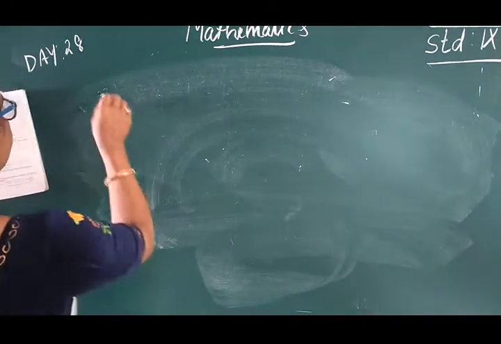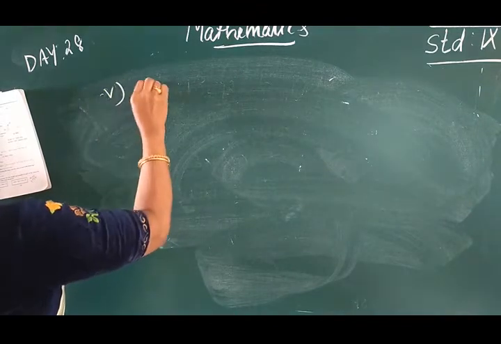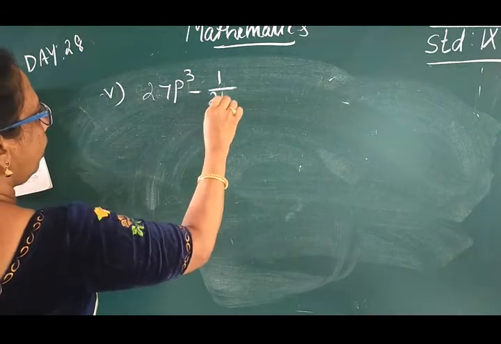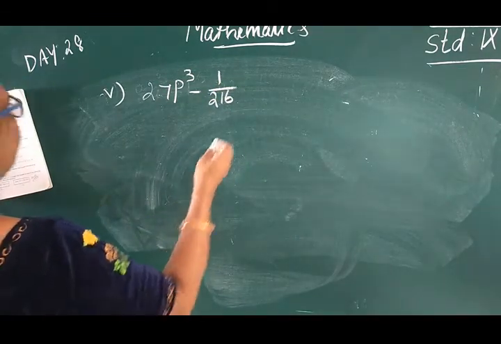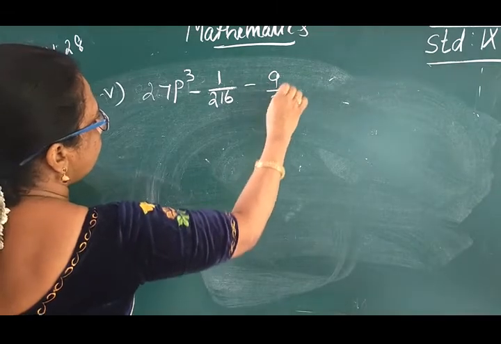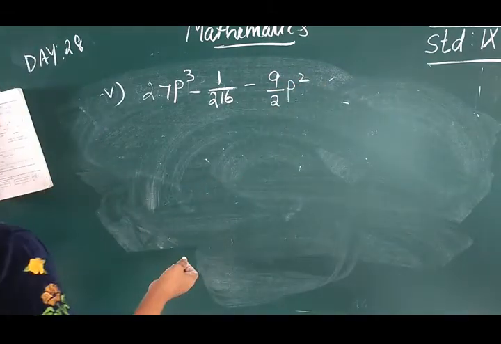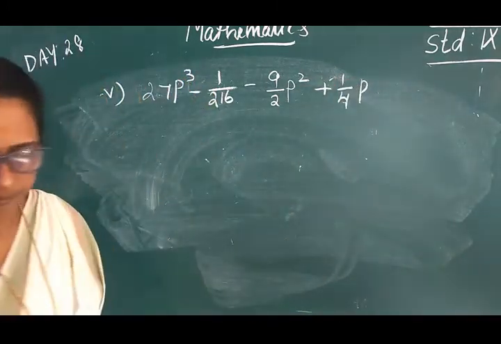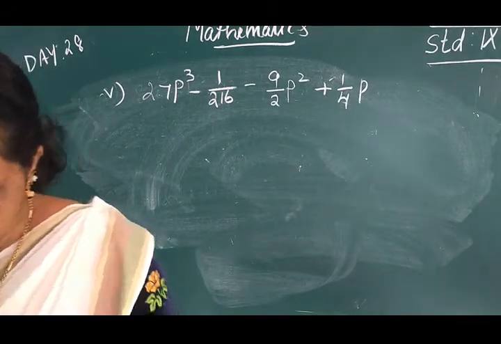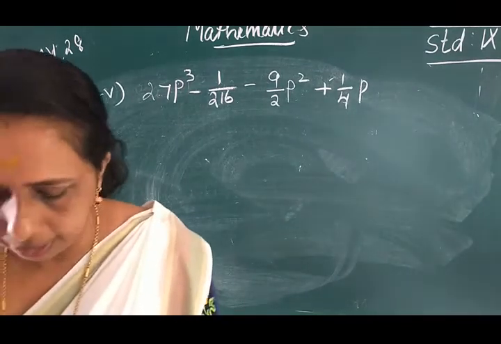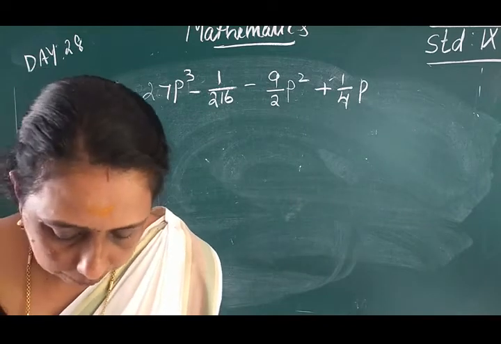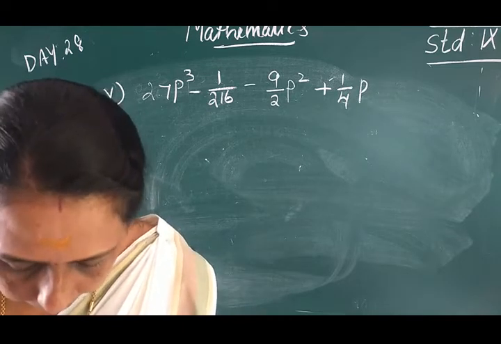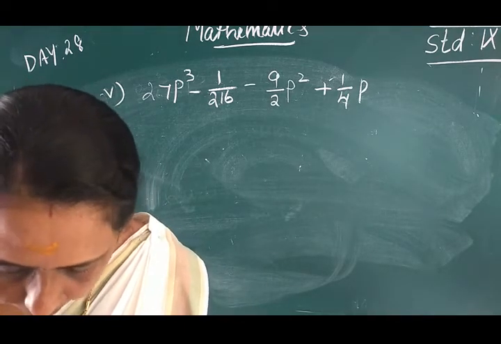Fifth one is 27p cube minus 1 by 216 minus 9 by 2 p square plus 1 by 4 p. We want to write the factors of the given expression, and in this expression there are some fractions here. I will do the question one more time.